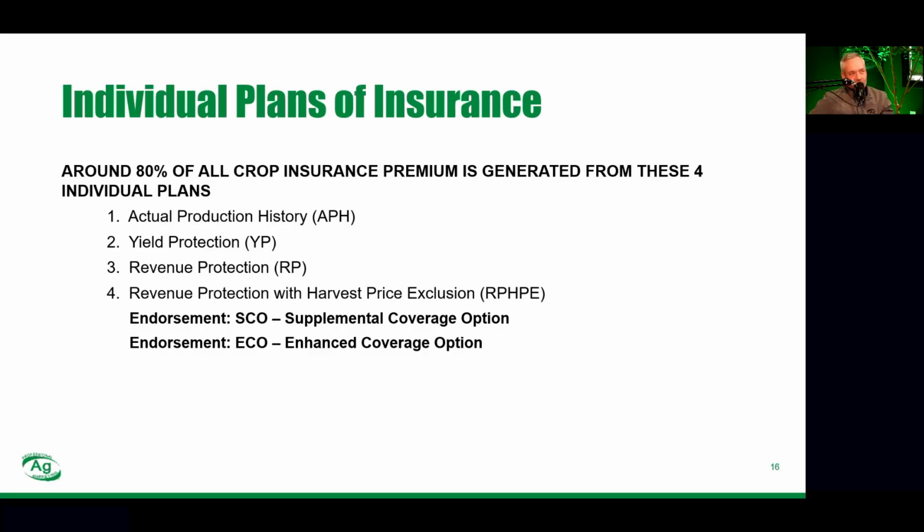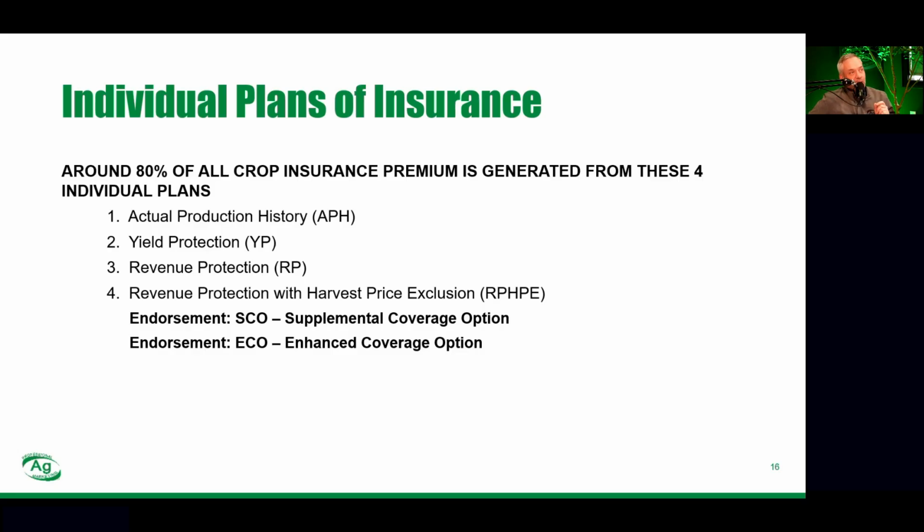The revenue protection, number 3, is the most popular product sold. It provides yield protection because we have bushels and our APH tied to it. And it provides revenue protection, meaning if the price goes down, we are covered using the spring price. If the price goes higher into the fall, all of our guarantees will reset using the higher price. So that is a very powerful product, very popular, and we would expect it to stay that way for many years.